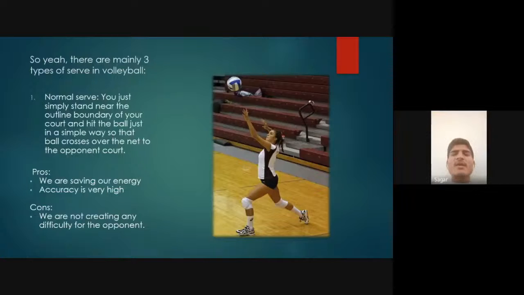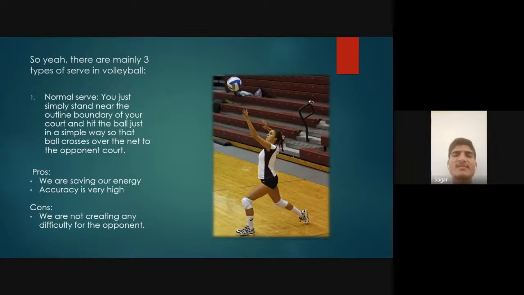I don't know how many of you know some rules of volleyball, but I will try my best to make you understand what I want to say related to aerodynamics in this game. So yeah, there are mainly three types of serve in volleyball. The first one you can see in the image is the normal serve. In this case, we are just standing near the outline boundary of our court and hit the ball in such a way that it just crosses over the net and reaches the opponent team.